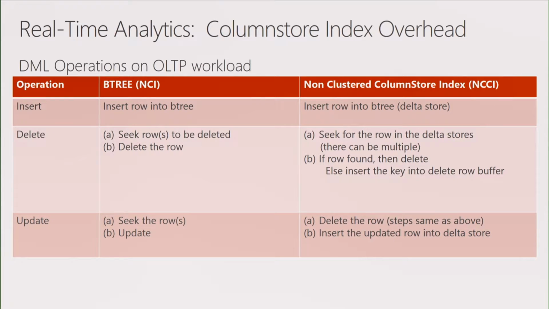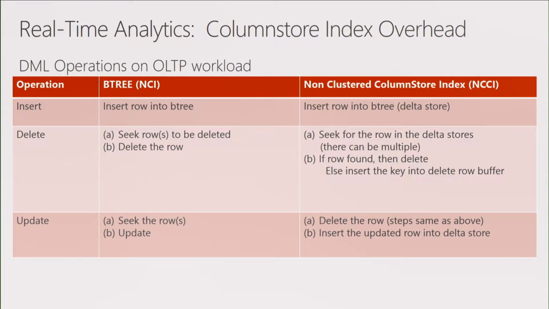Delete. In a B tree, you seek to the row that's going to be deleted, and you delete the row out of the page. Non-clustered column store index, you seek to the row in the Delta stores, and there may be more than one. If you find the row, then you delete it. Otherwise, you insert the key into the delete row buffer.